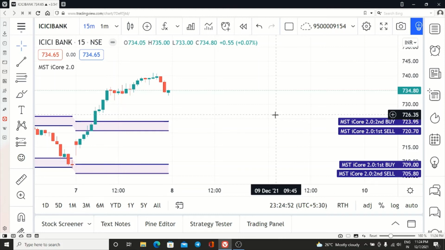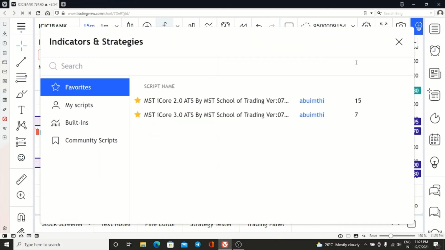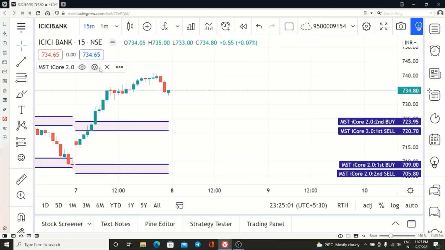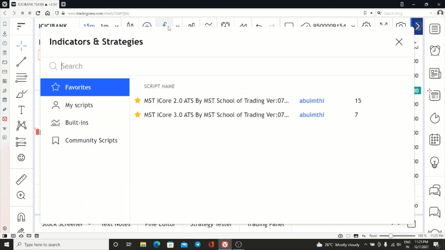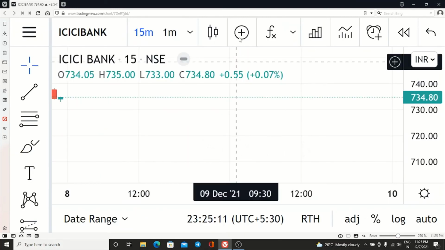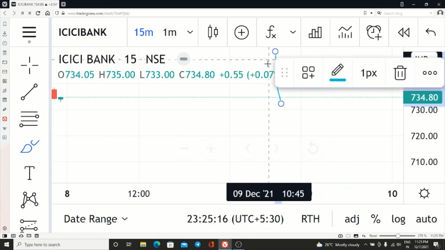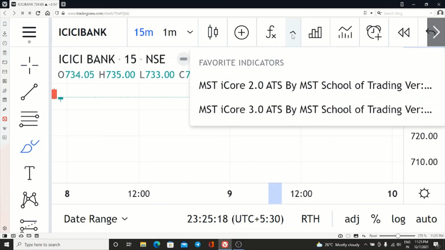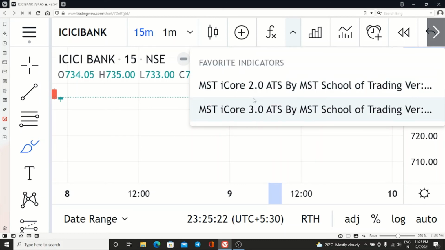I will explain to you from the scratch. So where will be your indicator? Suppose you have cancelled this indicator by mistake. Don't worry. Go to this part, indicator. So here is the indicator FX. Go here and click, and you will get our indicator name. Whichever indicator you want, that you can keep.